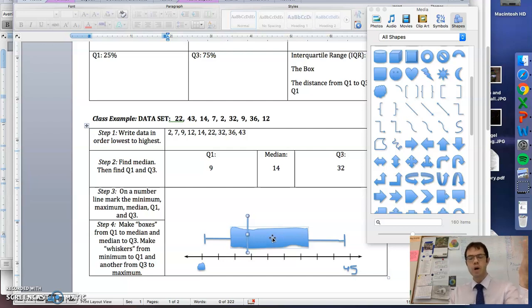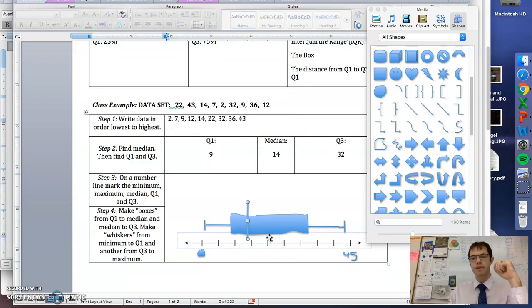You know, mean, median, mode, they only really tell us where the center is. They don't tell us how the data kind of sits around the center. So this box plot fulfills that function.